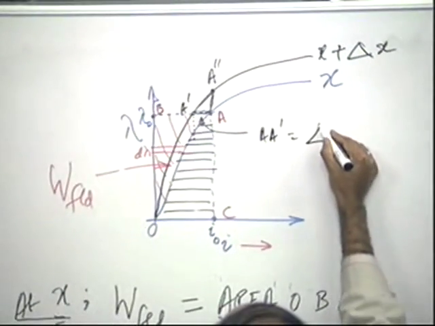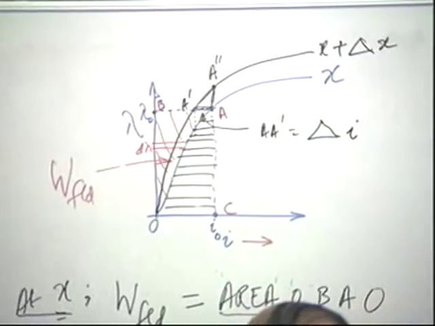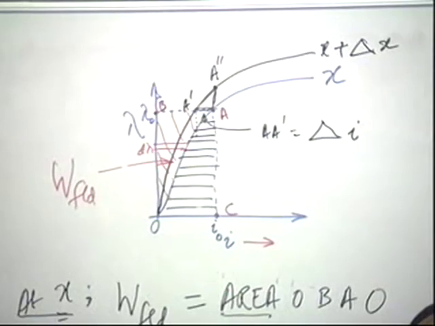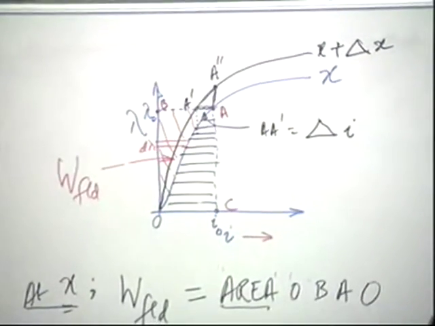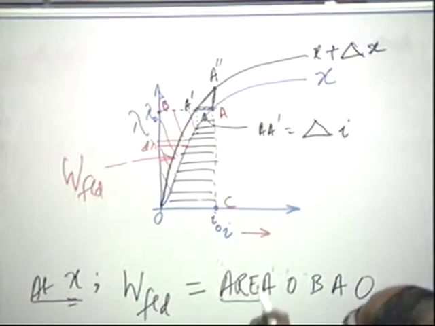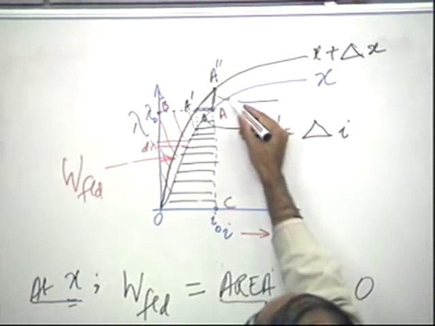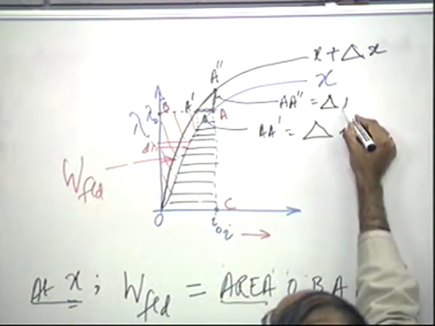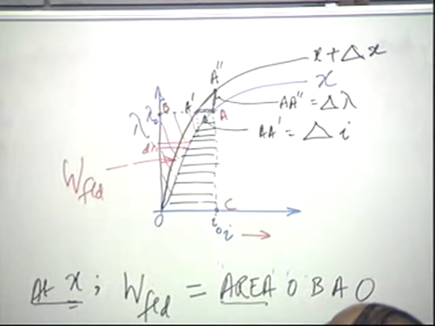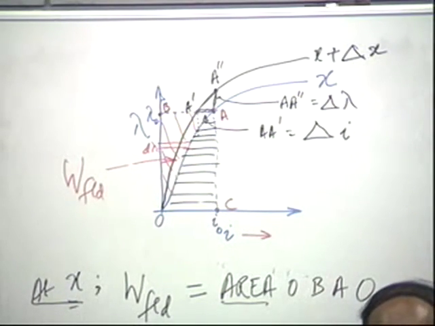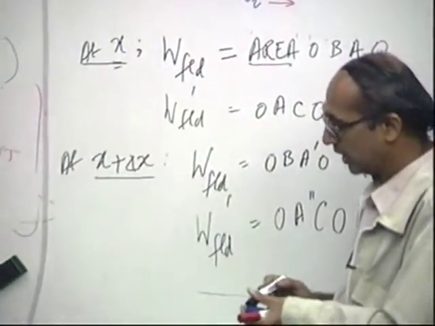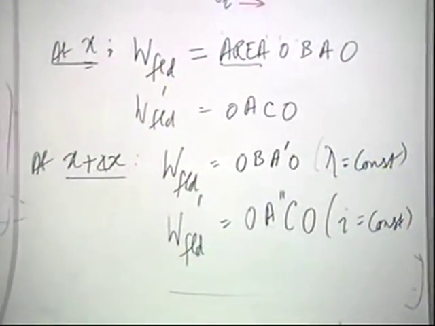A dash, you can say the change in current. That means you can decrease the current if you want to maintain the same lambda. So this is a decrease in current that you will have. What does this represent? A double dash is delta lambda for constant I when X changes.